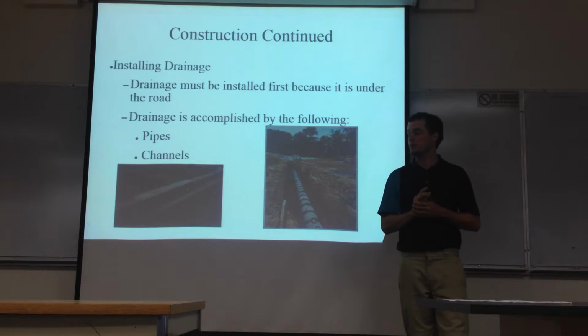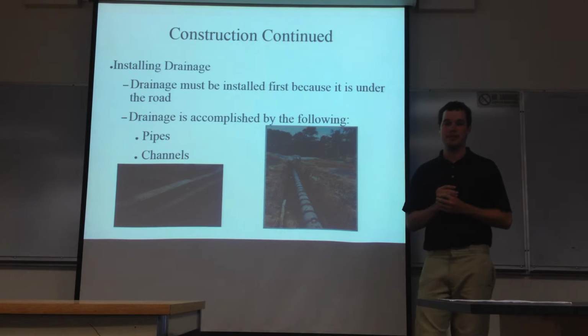Two forms of systems we use when we do drainage are pipes and channels. Now, pipes are self-explanatory. They're just built underneath the road and then the water drains into them. Channels is something that a lot of people don't understand.